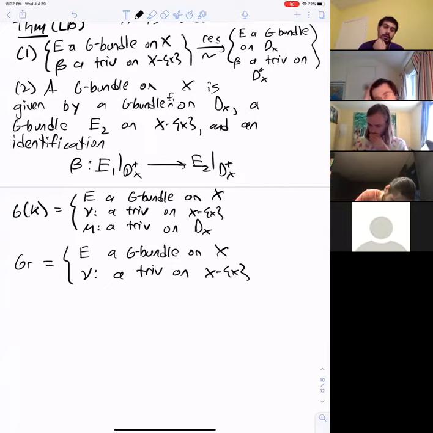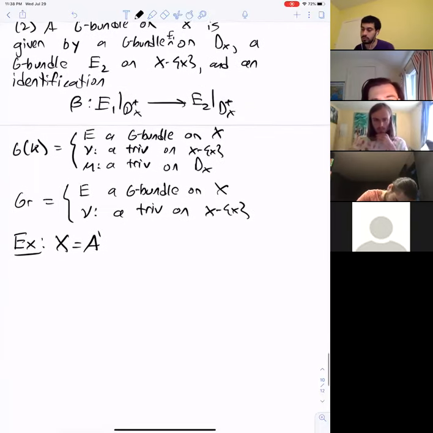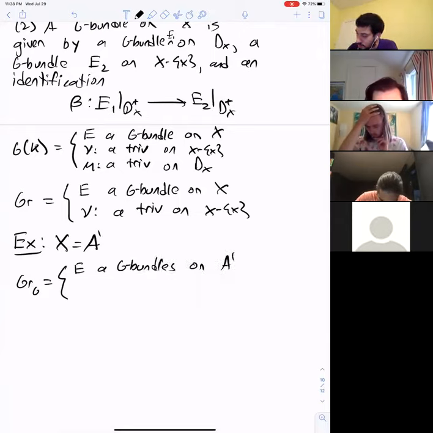Great. So now we have produced two new ways of thinking of the affine Grassmannian: a local one, and a more global one for every curve. They're both true, and they're both important. As an example, let's see what happens when we take X to be the affine line, the simplest curve. Using what we have above, we know that the affine Grassmannian is just equal to G bundles on A1 plus trivializations on A1 minus a point.